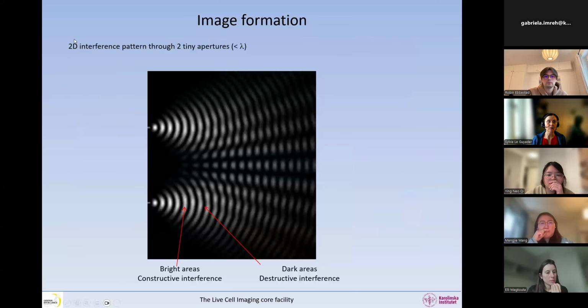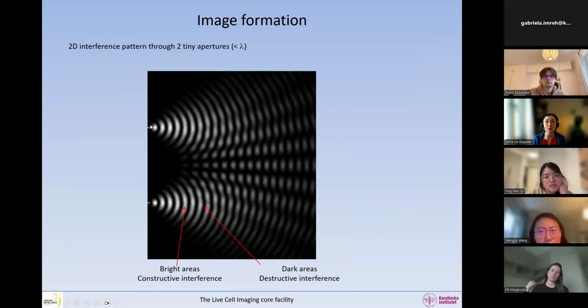Well, he was talking about 2D interference, but we know that for us it's in 3 dimensions of space because the fluorophore sends light everywhere in all directions. So he was talking about a 2D interference pattern with very tiny apertures.